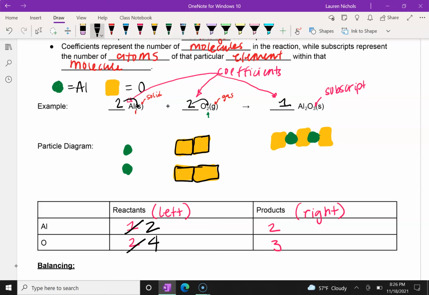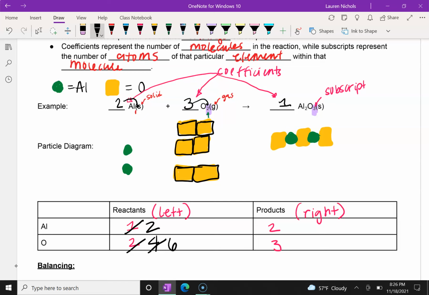We know that, looking at our subscripts, the subscript 2 and the subscript 3, the number that they have in common is 6. So if instead of having a 2 in front of oxygen, I put a 3, I know that 3 times 2 is going to give me 6 oxygens. So that means I'm going to have 3 molecules of O2. So I've got to have that represented in my picture.